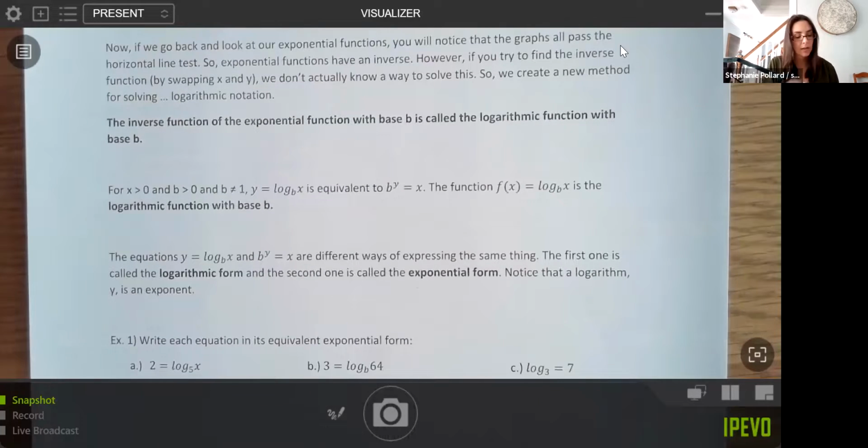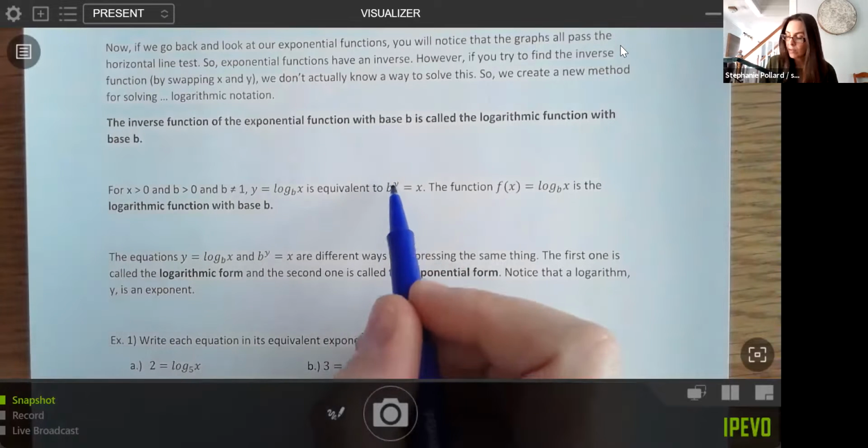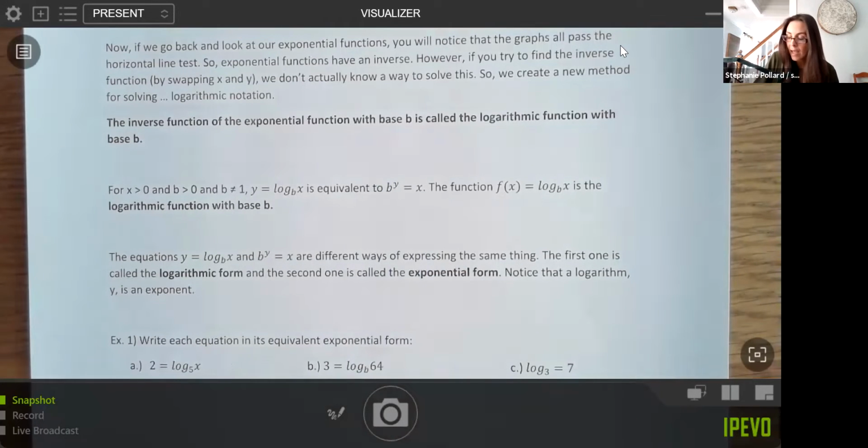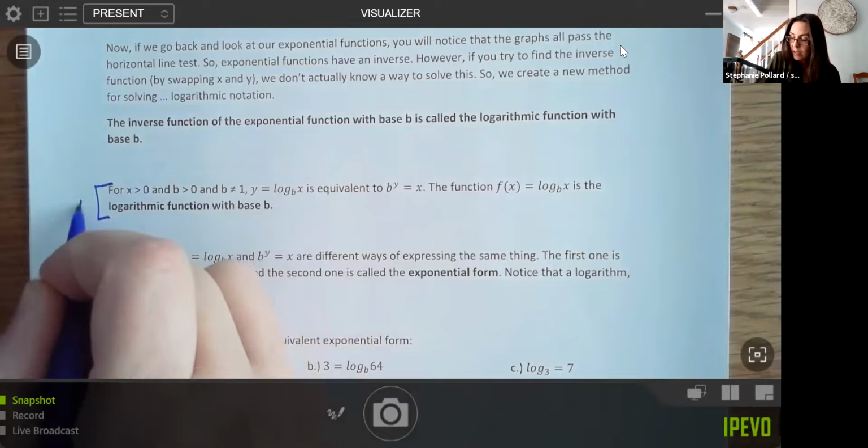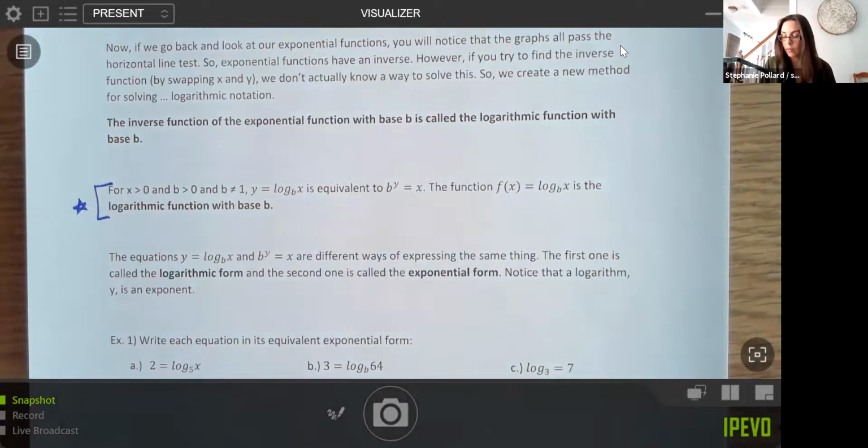So if x is greater than 0 and b is greater than 0 and b is not equal to 1, then y equals log base b of x is equivalent to b to the y equals x. And this log function is called the logarithmic function with base b.